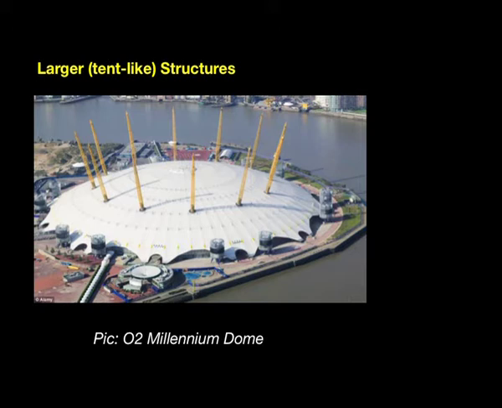Another big example will be the O2 or the Millennium Dome, which is right here. This building was designed by Sir Richard Rogers. This is in London. This was constructed with tensile fabrics. The fabric is stretched over these members, and hence this entire big dome is formed. This is also a tensile fabric structure.